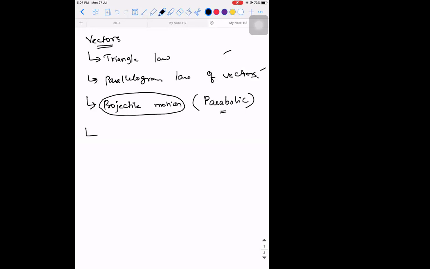See, a parabola is a two-dimensional shape. The next concept is motion in a plane. Plane means what? Plane is two-dimensional. The next important type of motion that we are going to discuss for today is circular motion. This is a very, very, very important topic.